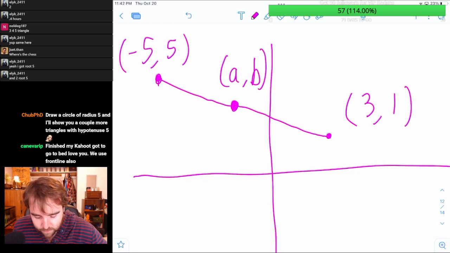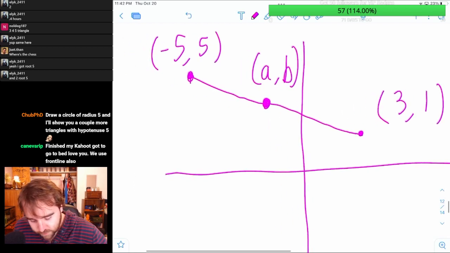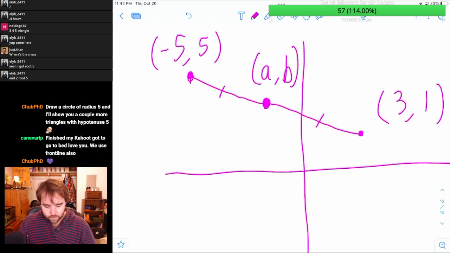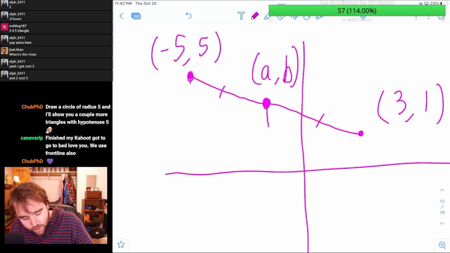Yeah, front line's not bad. I'm okay with front line. So based on that, those are the same. So then what do you do from here?